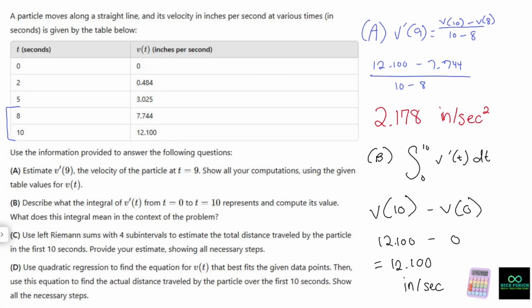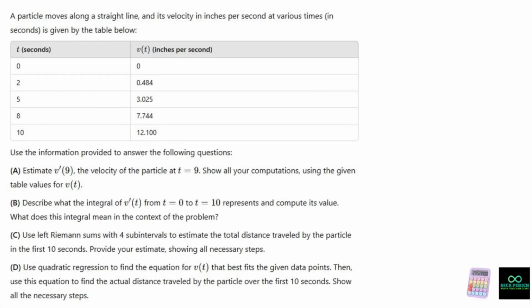Now what we're going to do is we'll open up a new slide, okay, and we'll take a look at C and D on this slide and try to understand what they mean and see if we need our calculator for that. So C is asking us to use Riemann sums, ooh, everybody loves that, with 4 subintervals to estimate the total distance traveled by the particle in the first 10 seconds.